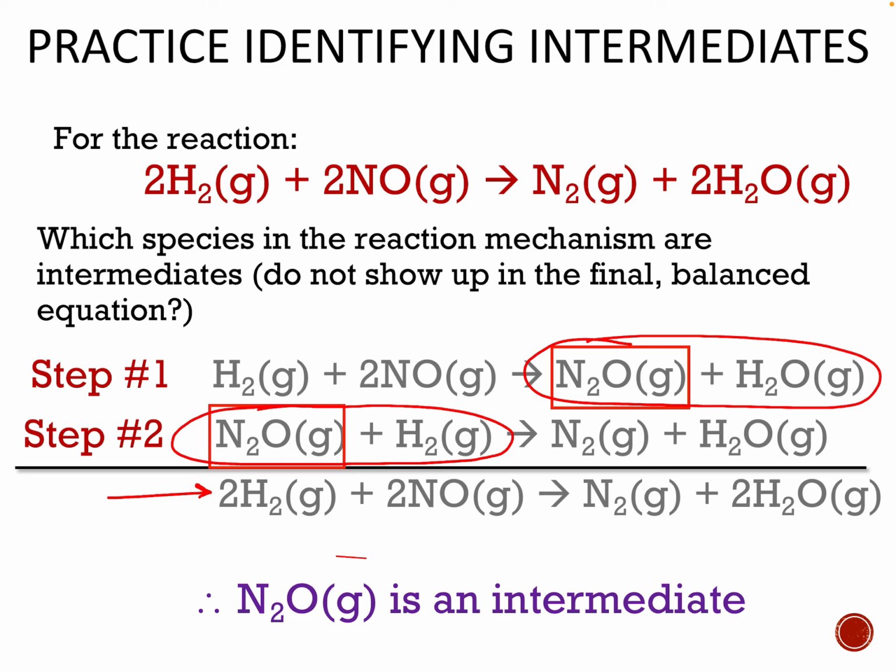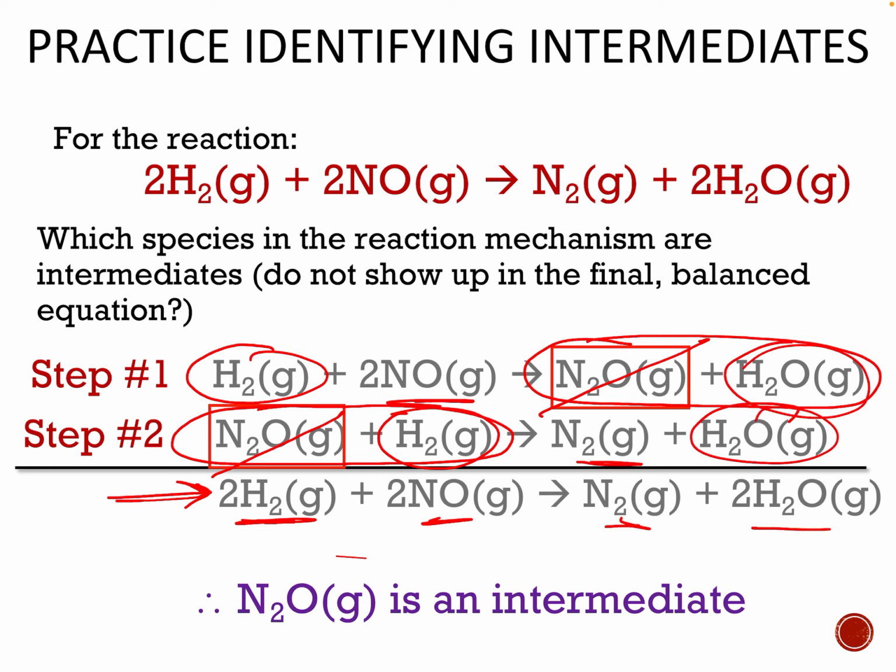So when we look at the overall reaction, these get canceled out and they don't show up anywhere in this overall reaction. Everything else gets added down, right? Here's our 1, 2 hydrogens that end up here, our 2 nitrogen monoxides. We have our nitrogen gas, and then our 1, 2 waters that end up getting added together. Our dinitrogen monoxide is nowhere to be found. It got produced in step 1, used up in step 2. Therefore, dinitrogen monoxide is our intermediate.